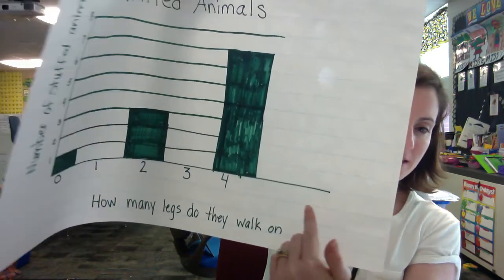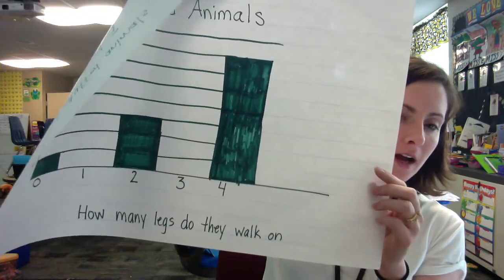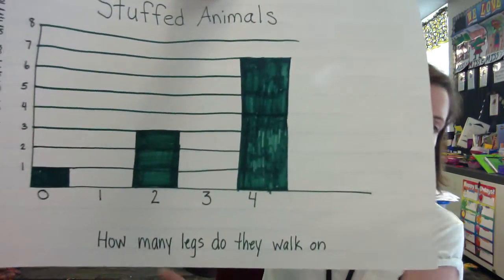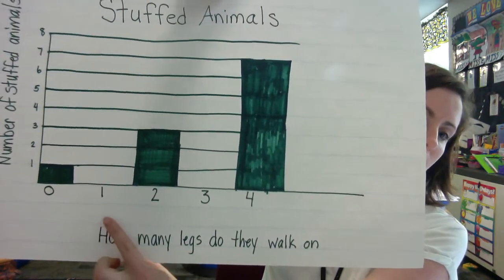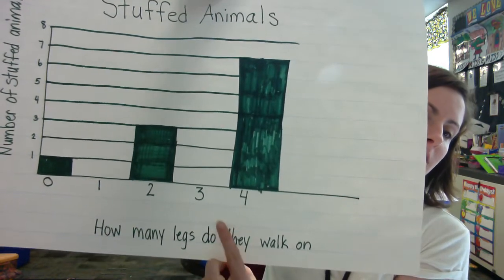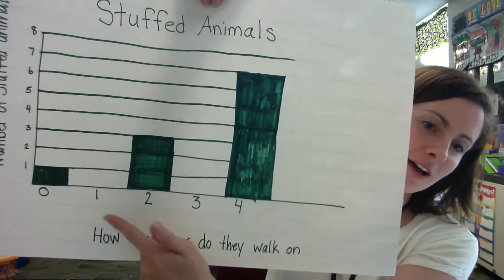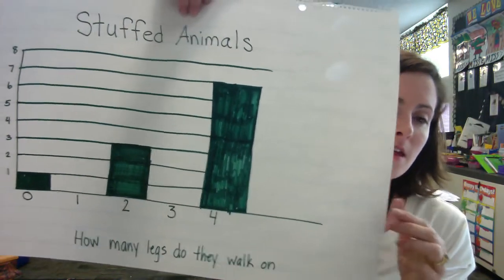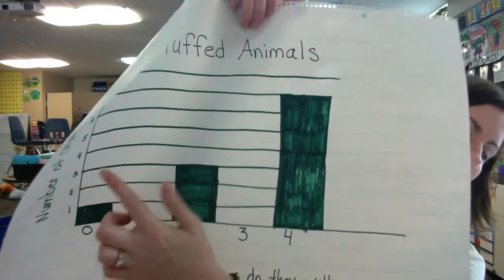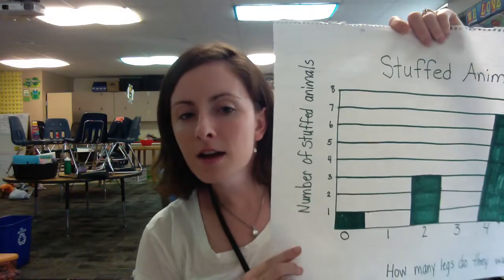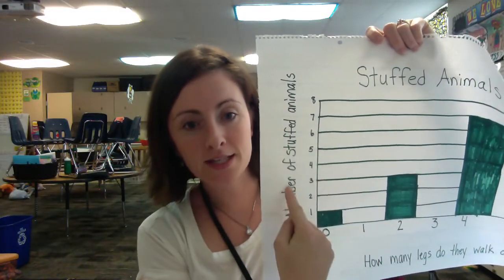Then I took my stuffed animals and I wrote down, if you can see it up here, the bottom axis says how many legs do they walk on. And then I obviously had a couple choices. I had the choice of 0 way over there, 1, 2, 3, or 4. Now obviously there weren't any that walked on 3 legs or any that walked on 1 leg over there. Then my vertical label is way over here, the number of stuffed animals that I did.